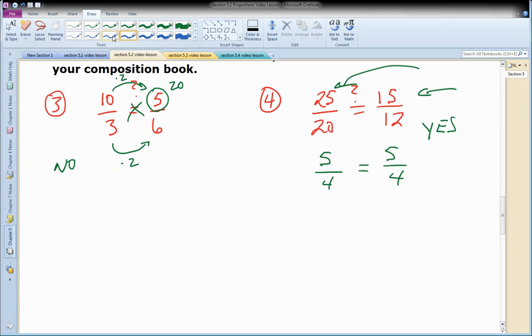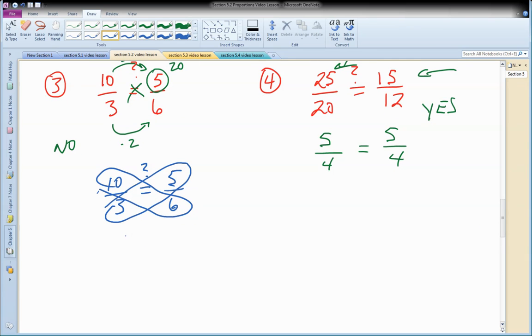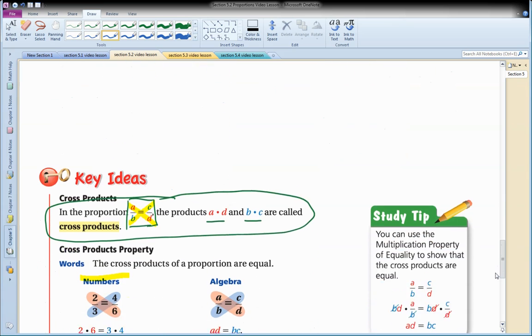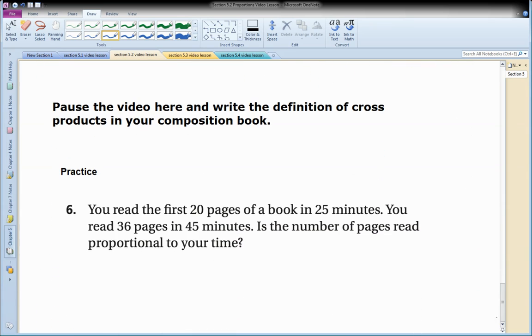All right, so let's take a look at that. Let me use blue. So if I had 10 over 3, I want to know, does that equal 5 over 6? If I want to use the cross products property, so this is not using it yet, this is just saying I'm going to use it. Here's what it looks like. I take 6 multiplied by 10. Does that equal 3 times 5? Here I have 60, and here I have 15. They are not equal. So that's a pretty good way to determine if ratios are equal using this cross products property.